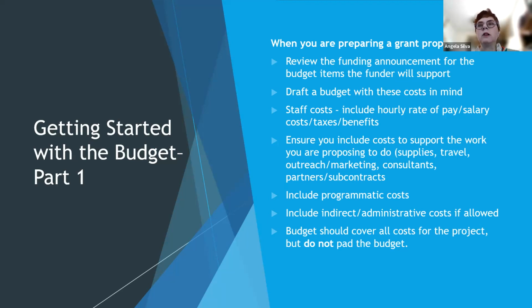This document will tell you if the budget needs to be line itemed out, specific categories, if it just needs to be a total cost, if a sponsor is requiring cost share, if indirect costs are allowed, all those things. So it's a very informative document. We call that the roadmap to success in your grant proposal.